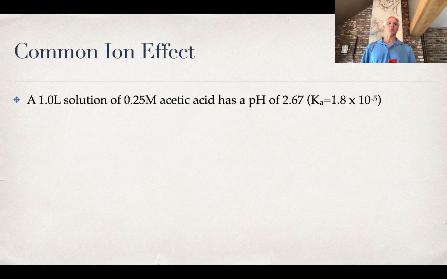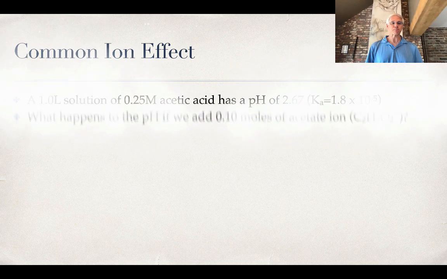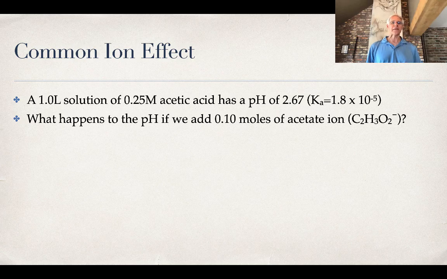So let's say that we have a 1 liter solution of 0.25 molar acetic acid. If we measure it or calculate it, what we'd find is that that solution should have a pH of 2.67, and there's the Ka for acetic acid. Now, what if we add a tenth of a mole of acetate ion, C2H3O2 minus? So this is that conjugate base of acetic acid. Okay, so we've added some product in there.